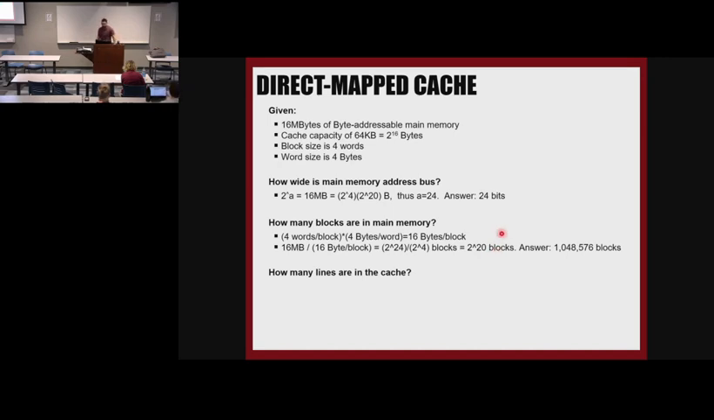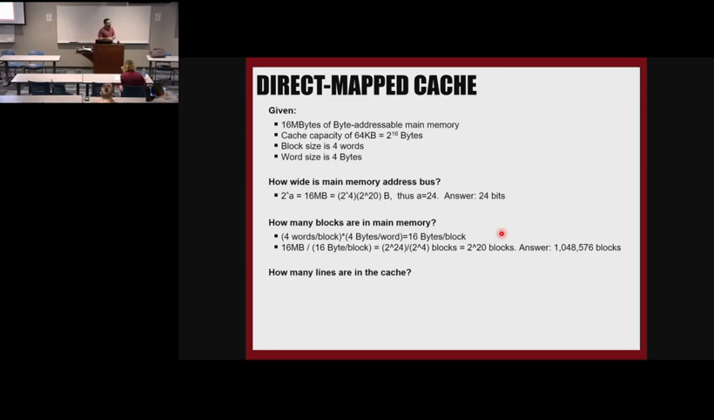Which means, in this case, when we say how many blocks we have in the main memory, we don't really care about that in the cache. So it doesn't have an equivalent parameter. It's not n, m, or whatever. It's just a question about the number of blocks in the main memory. But how many lines do we have in the cache?